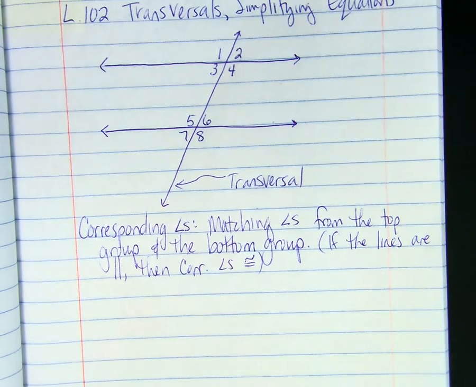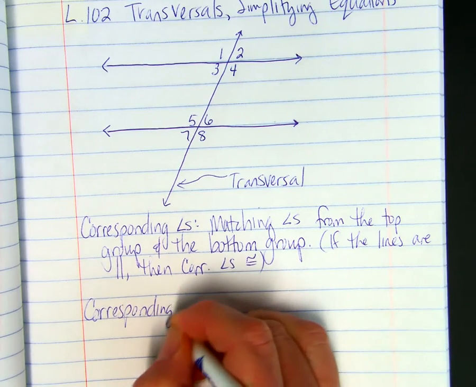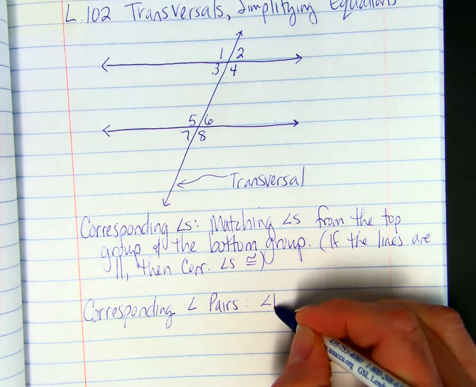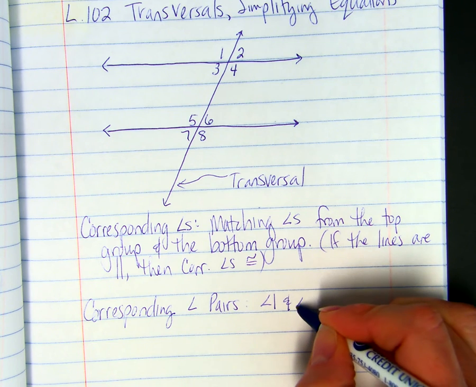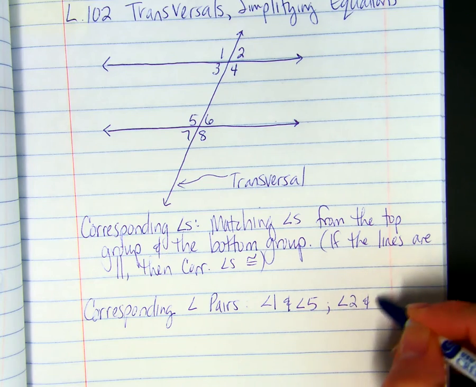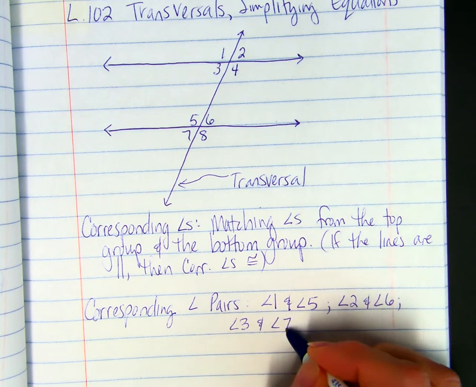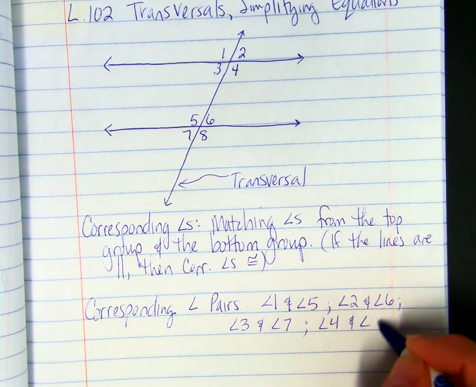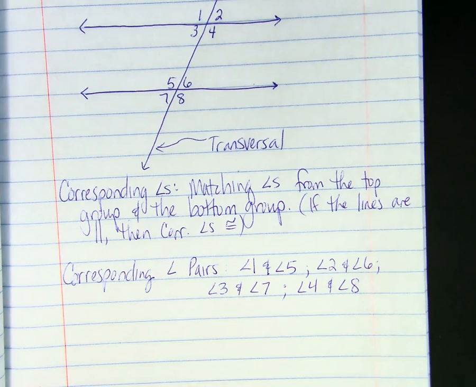So we can write corresponding angle pairs. We have angle 1 and angle 5, angle 2 and angle 6, angle 3 and angle 7, and angle 4 and angle 8. Those are 4 pairs of corresponding angles.